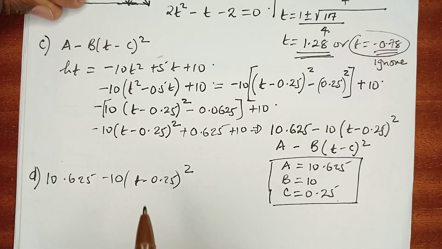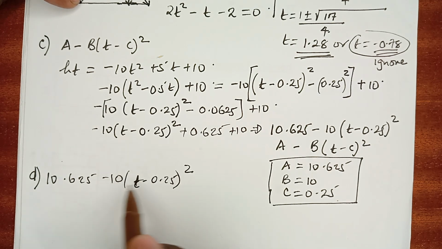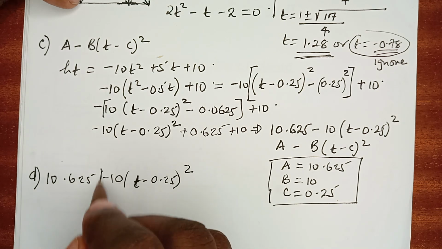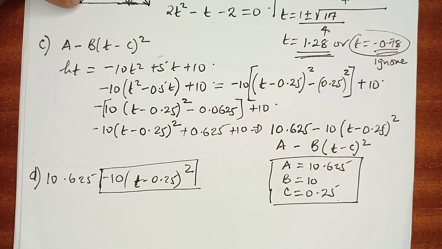We must understand that the whole of this bracket will always be positive because of the presence of the square. So when this positive is multiplied by a negative number, the whole of this will always be negative. So the highest this part can be is 0. And it is always going to be 0 when t is equal to 0.25. 0.25 minus 0.25 is 0. 0 squared is 0. 0 times negative 10 remains 0.